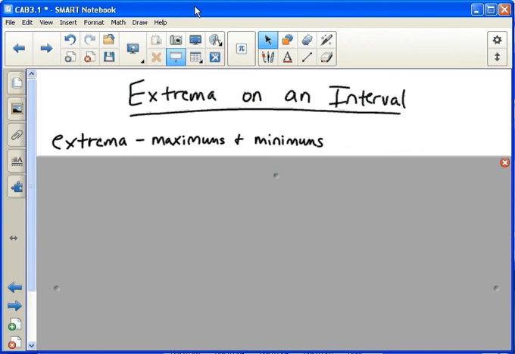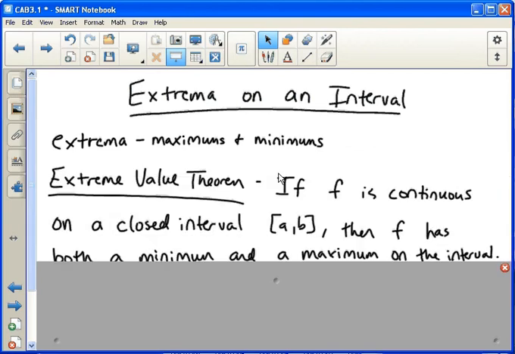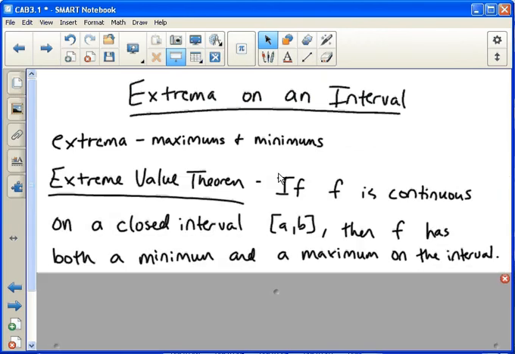We're going to look at a theorem called the extreme value theorem. It says if f is continuous on a closed interval, a to b, then f has both a minimum and a maximum on the interval. Now it may sound super obvious to you that something would have a maximum and a minimum. It's got to have a biggest and a smallest, right? Well, that's almost true, but it's actually really important, that very first line, if f is continuous.